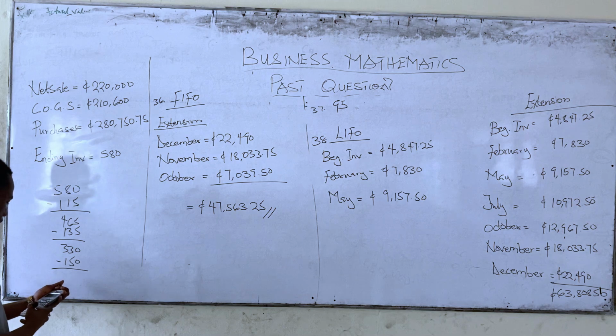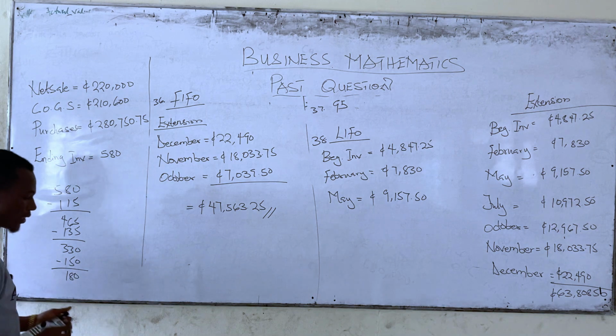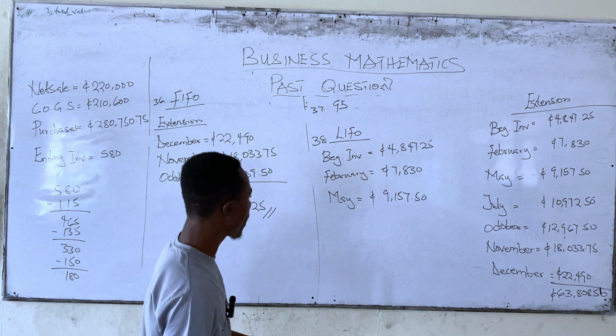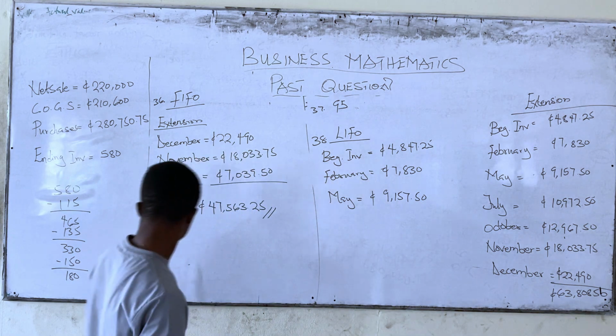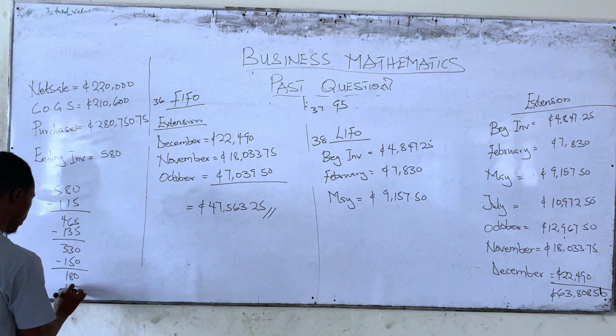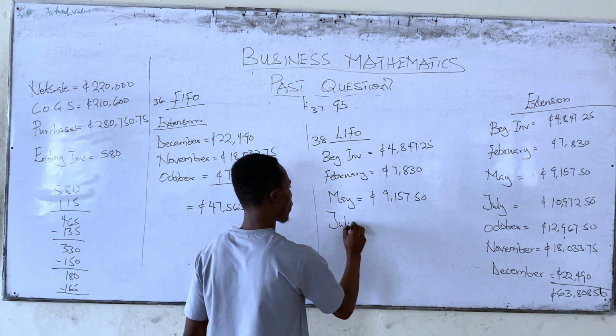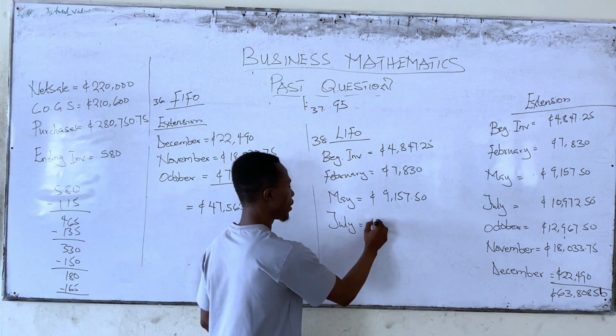Minus 150. So we are left with 180. Okay. So we are still what? Moving on. Now from May, we move on to what? July. July, we are only going to take 165. And so we move on to July. We are going to take 165.